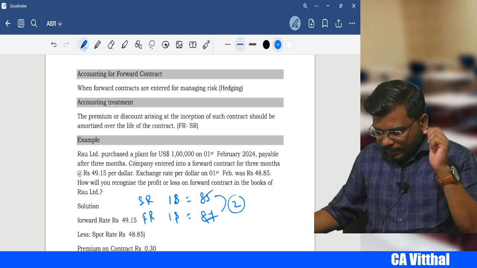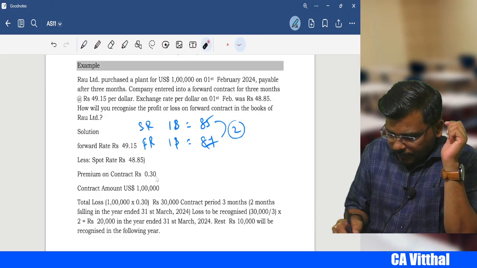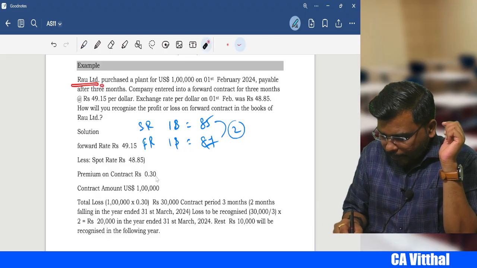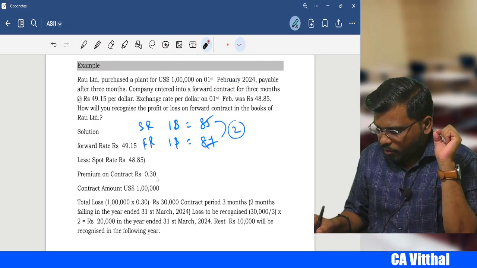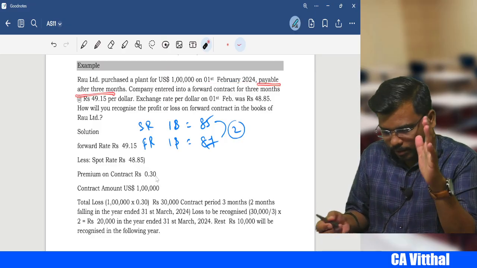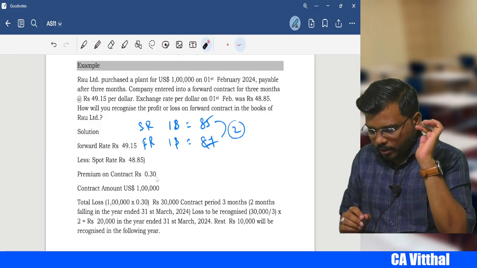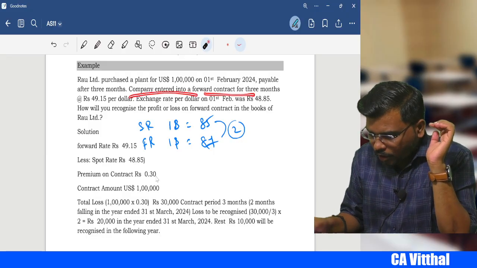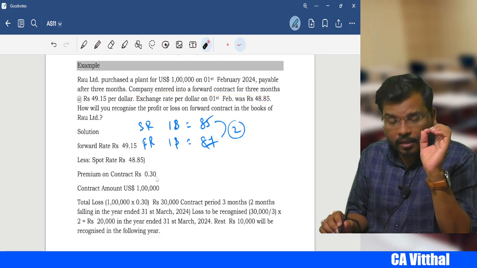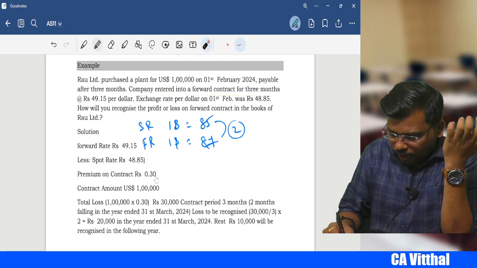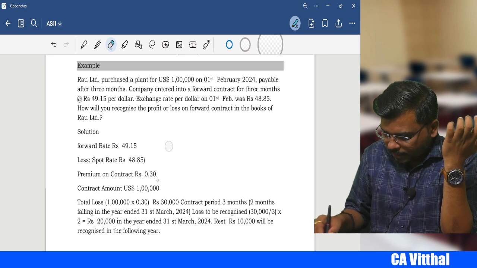So let's take one example. Rao Limited purchased a plant worth 1 lakh US dollars on 1st February 2024, payable after 3 months. Very good. The company enters into a forward contract for 3 months at 49.15 per dollar. So we know very well our risk. How much is our risk?